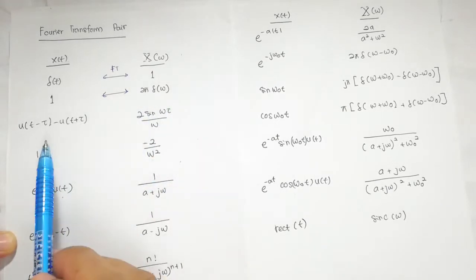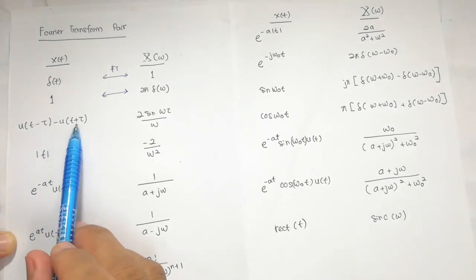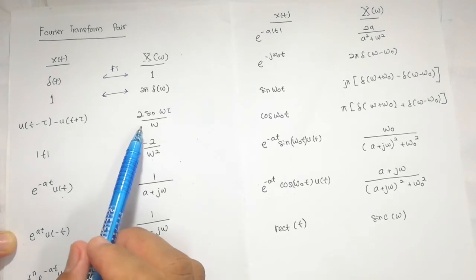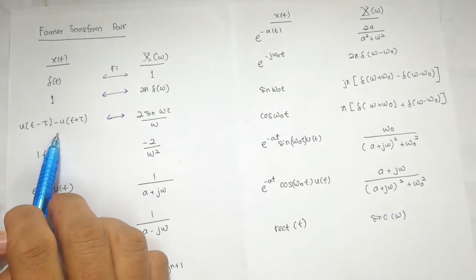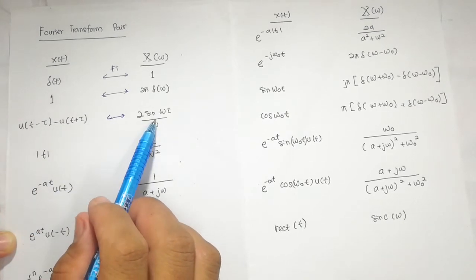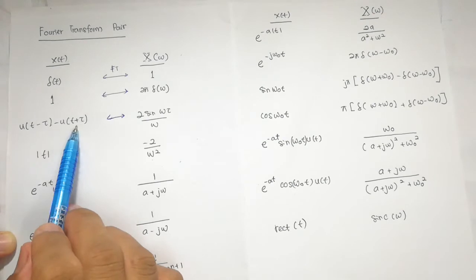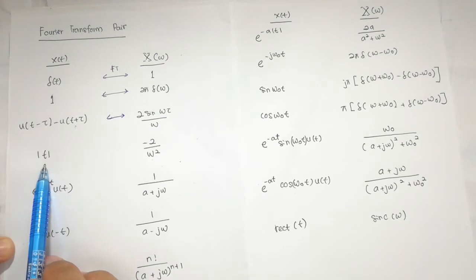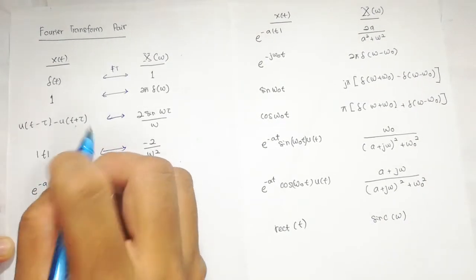Same goes for other signals. For example, you have u(t minus tau) minus u(t plus tau), which is a type of rectangular signal. This will give you the Fourier transform 2 sin(omega tau) divided by omega, where tau depends on the value in the signal. And if you have modulus t, you have negative 2 over omega squared as the Fourier transform for this signal.